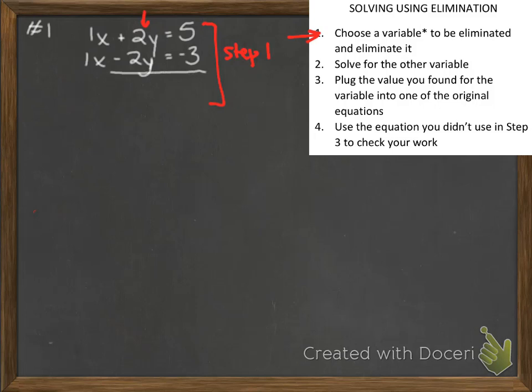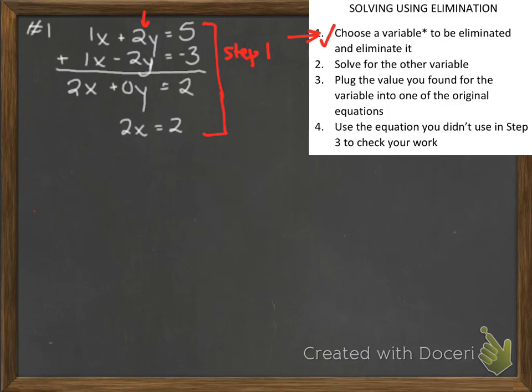Step 1 is that simply by adding these 2 equations together, 1x plus 1x equals 2x, 2y plus negative 2y is 0y, 5 plus negative 3 is positive 2. So again, just by doing that, I have eliminated one variable. So that is step 1.